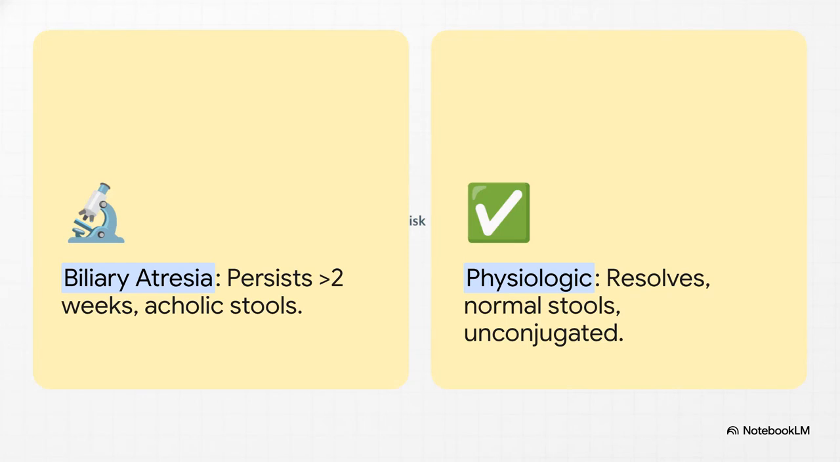Isolating the singular biochemical variables here precisely separates these two entities. A self-resolving, benign physiologic jaundice clears up quickly, features normal stools, and shows an unconjugated bilirubin profile. In stark contrast, a fatal fibro-obliterative disease like biliary atresia persists well beyond 2 weeks. It presents with those classic acolic stools and features a conjugated bilirubin profile that requires emergent surgical intervention.